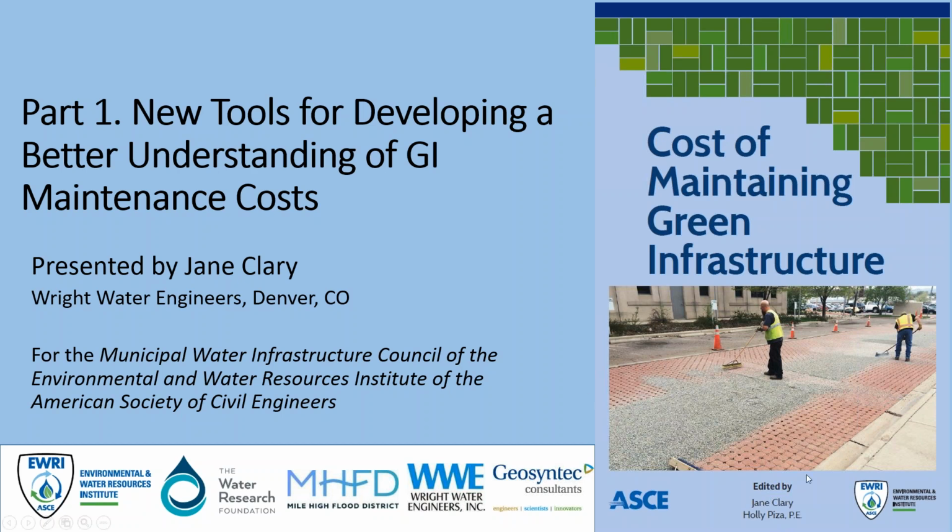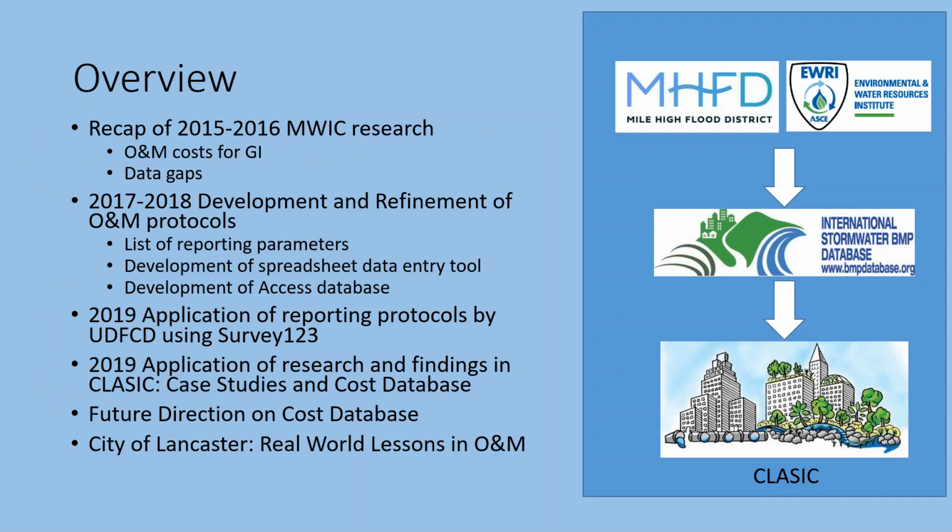The way that our joint effort started is that the Municipal Water Infrastructure Council started trying to answer some questions about the cost of maintaining green infrastructure, which culminated in the book that's shown here. Then this project has grown, so we're going to talk a little bit about the evolution of what we learned while working on that book, and then some steps forward.